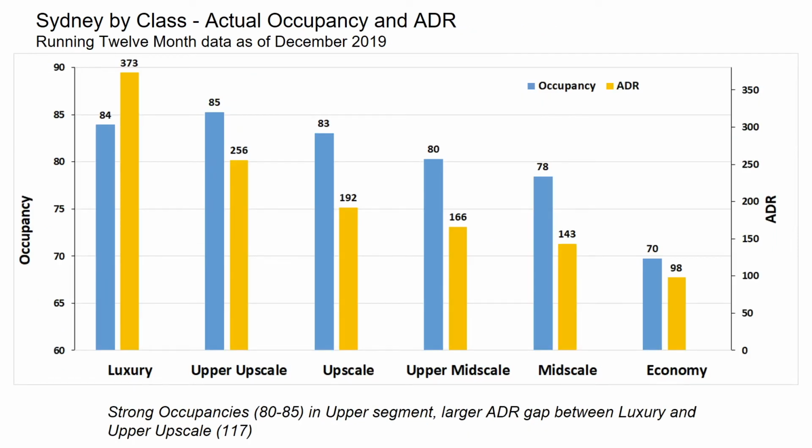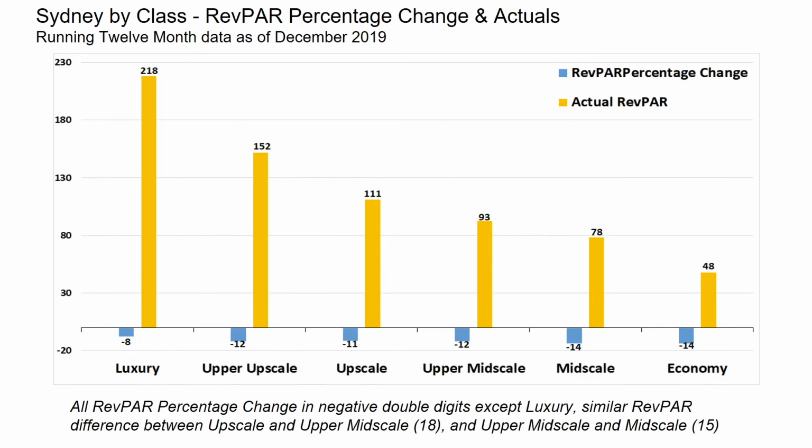This graph shows actual occupancy and ADR for all the classes, and we can see that there is a strong occupancy in upper segment ranging from 80 to 85% and a larger ADR gap between luxury and upper upscale. Followed by the RevPAR percentage change in actuals. All of the RevPAR percentage change are in negative growth. The highest RevPAR is in luxury segment, and there is a similar gap between upscale and upper mid-scale, and upper mid-scale and mid-scale.